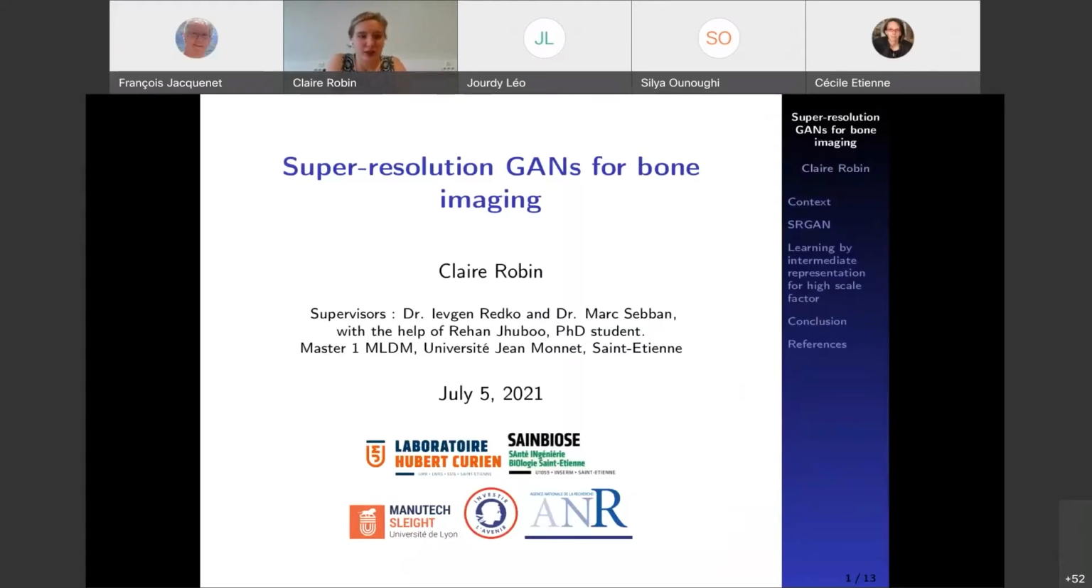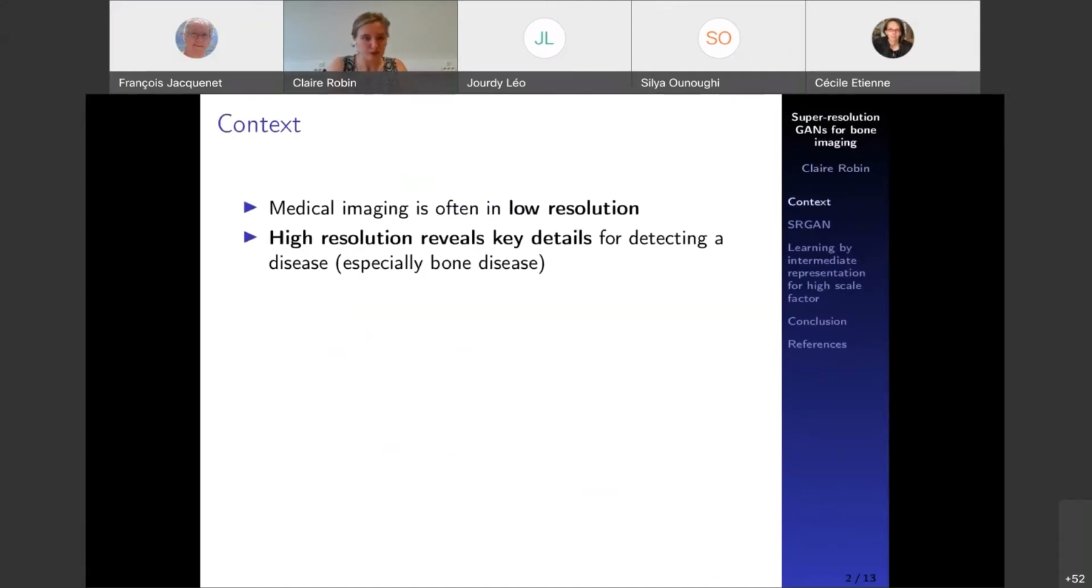I am currently in a machine learning and data mining master's degree, and I did my internship on supervised GANs for bone imaging under the supervision of Yevgen Redko and Marc Sebban.